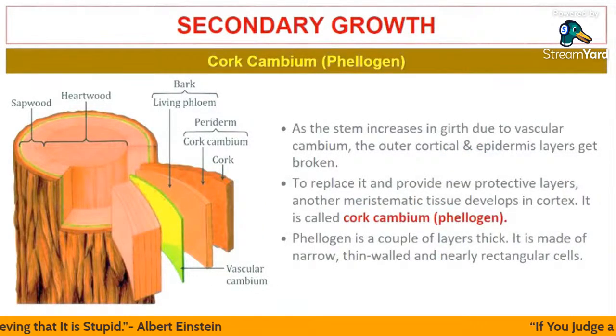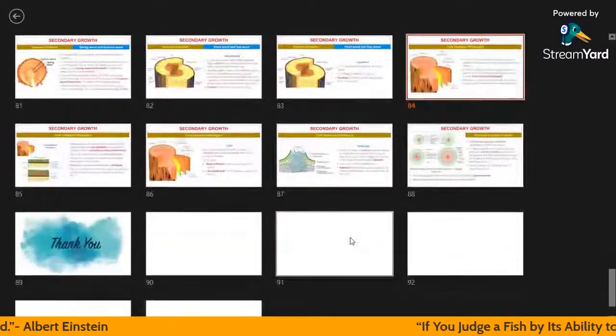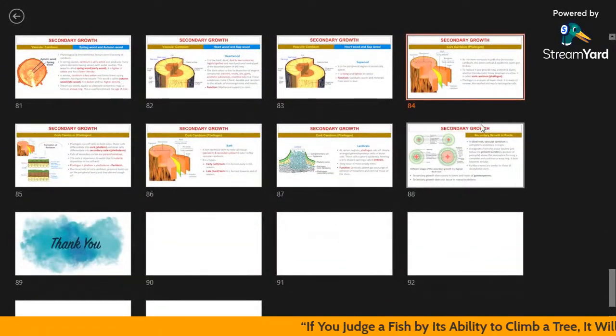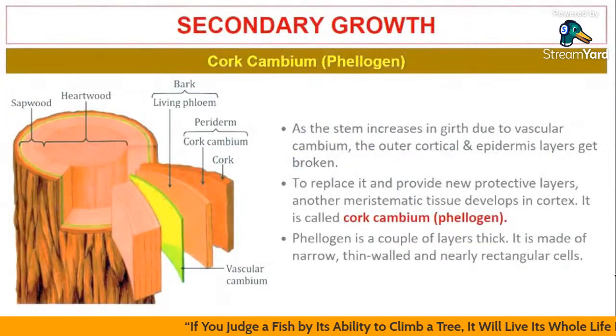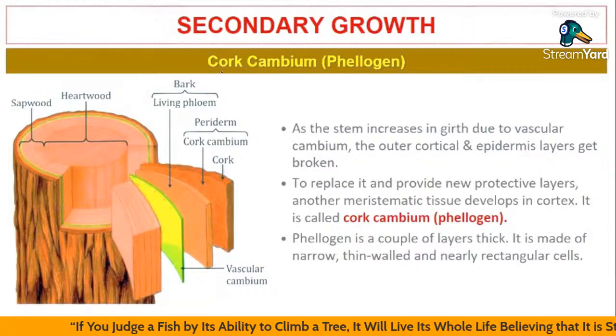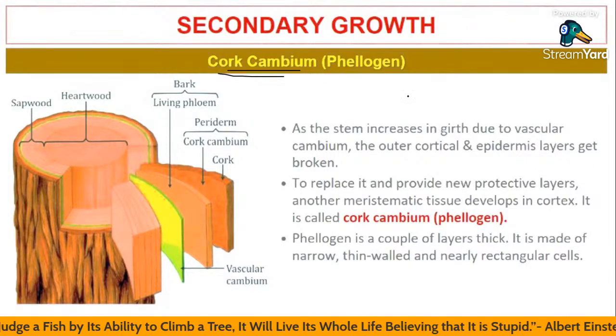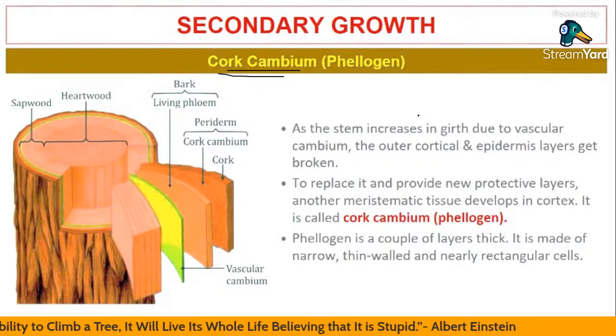Next, we have to learn three important terms. Look, we have five slides left, so we have to just complete them. Next is the cork cambium or the phellogen. What is cork cambium or the phellogen?